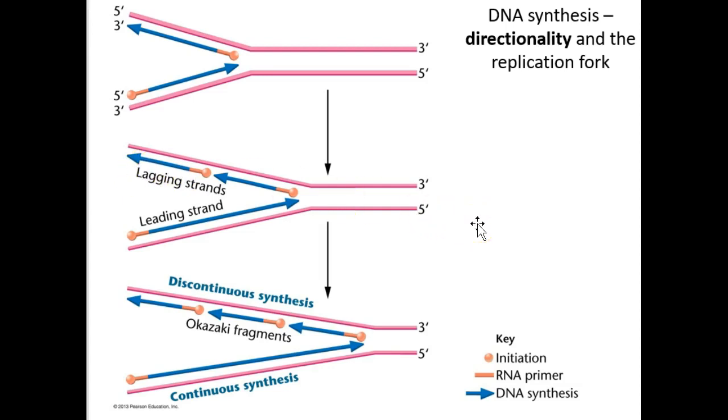You should be able to figure out, if I give you a picture like this and I don't label the ends, right? Say I don't label this 3' or this 5', you should be able to figure out from the template strands how to label the ends of the new strands, how to label the direction of synthesis, right? And how to name them lagging or leading. That's something you should be able to figure out.